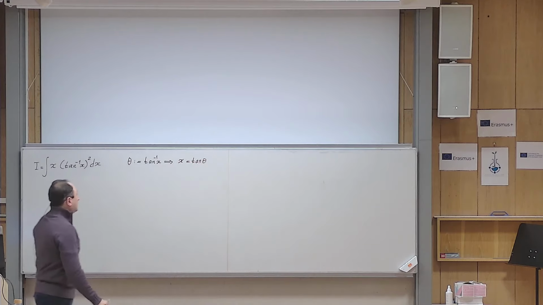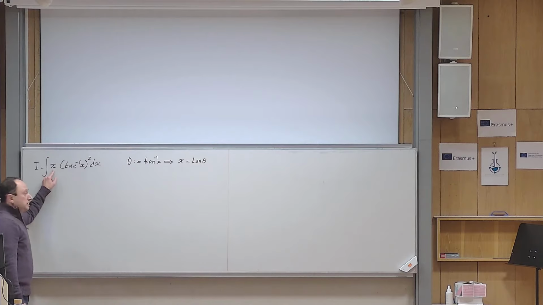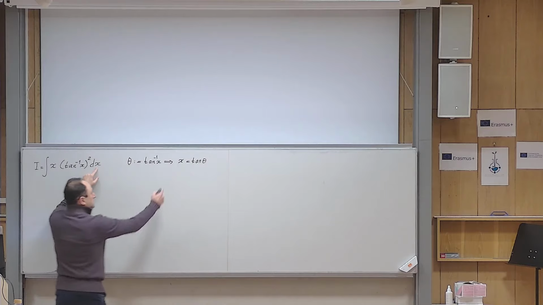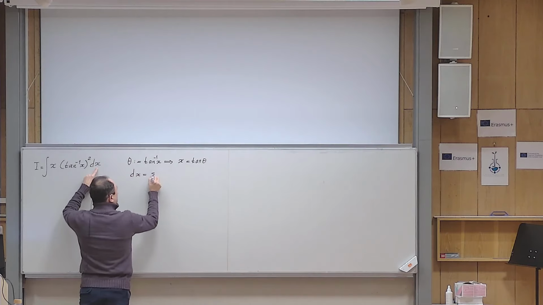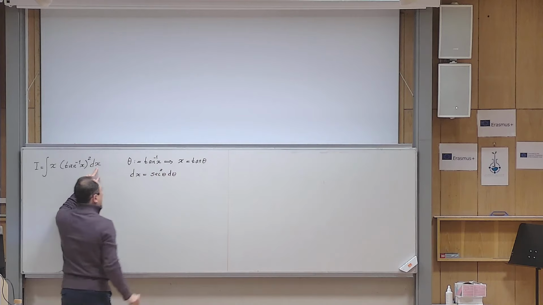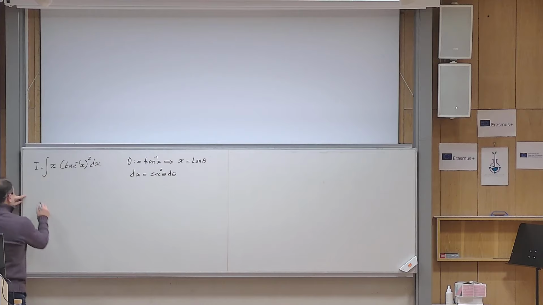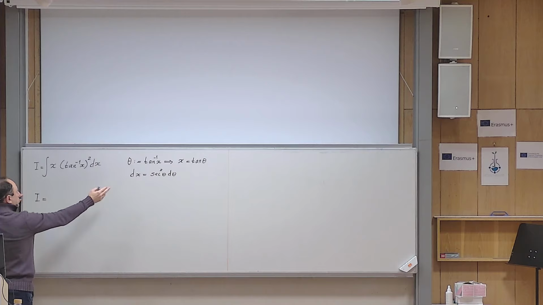Okay, now I have to write everything in terms of the new variable theta. So I need dx. So this motivates me to calculate dx. The derivative of tangent is secant theta squared, and of course I put d theta. Then I start writing my integral I in terms of the new variable theta.